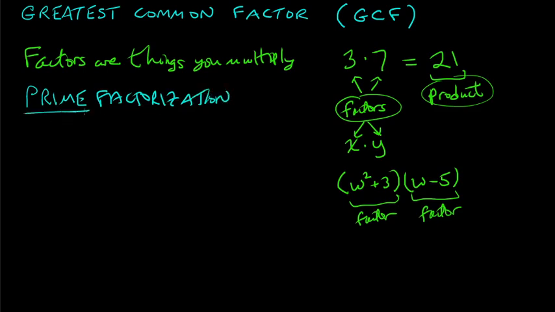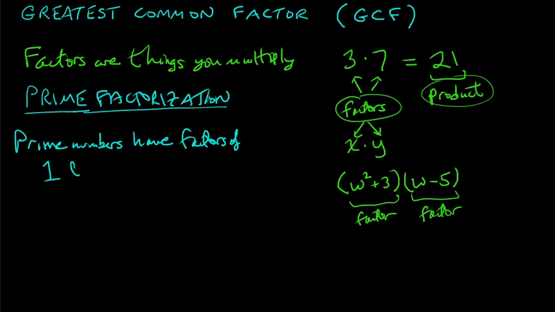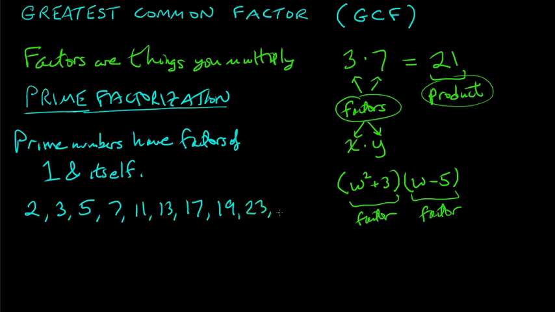So prime, you hopefully know what prime numbers are. Prime numbers have only two factors, just one and itself. So prime numbers are 2, 3, 5, 7, 11, 13, 17, 19, 23, and so on. They go on forever. The ones we're going to deal with mostly are the single-digit ones, and maybe 11, 13, 17 occasionally, maybe 19.